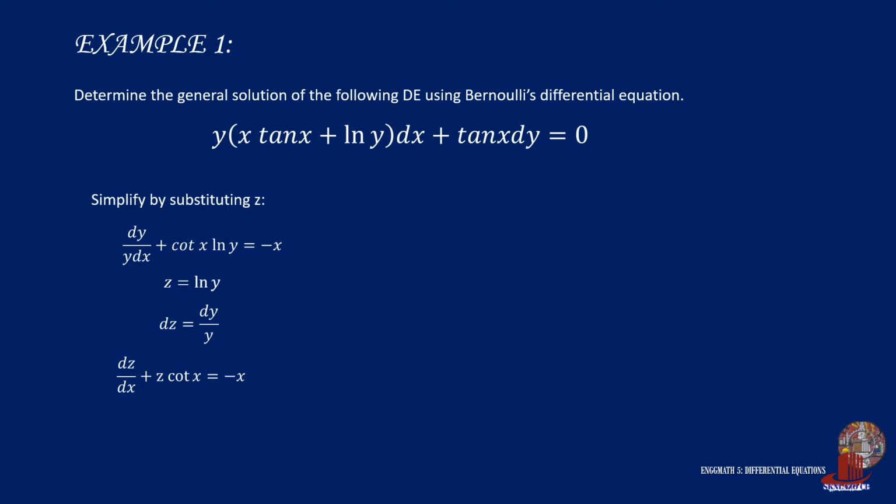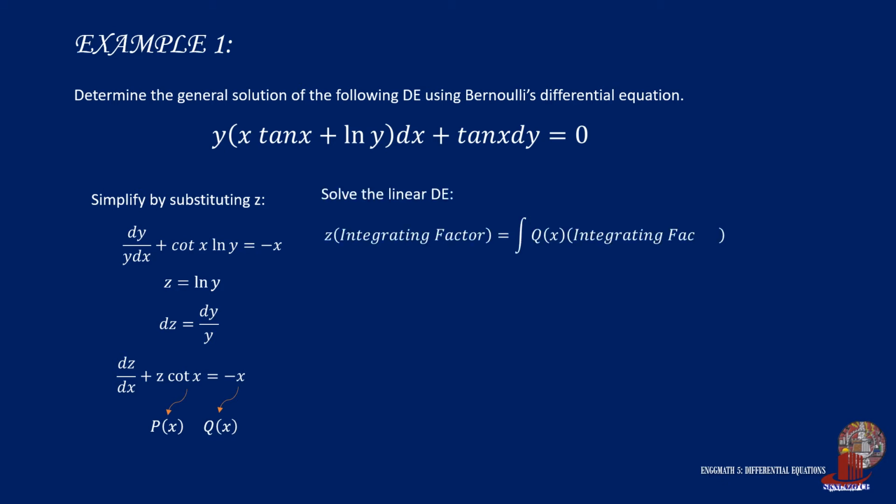And this is the simplest form of the linear equation, where cotangent x is p of x and negative x is q of x. So we can solve the linear differential equation with the formula of z times the integrating factor is equal to the integral of q of x multiplied by the integrating factor plus c. The integrating factor has the standard form of e raised to the integral of p of x times dx.